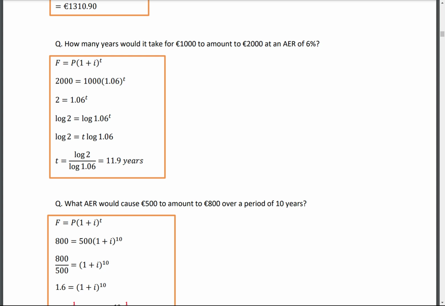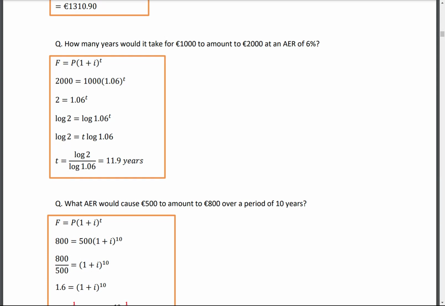Divide both sides by 1,000 and you get 2,000 over 1,000 is 2 equals 1.06 to the power of t. Now the problem here is the quantity we want, which is t, is in the power. It's not that easy to get it down from the power. So we need to use a new technique, which is logs. We need to get the log of both sides. That's the method we use. So the log of 2 is the log of 1.06 to the power of t.